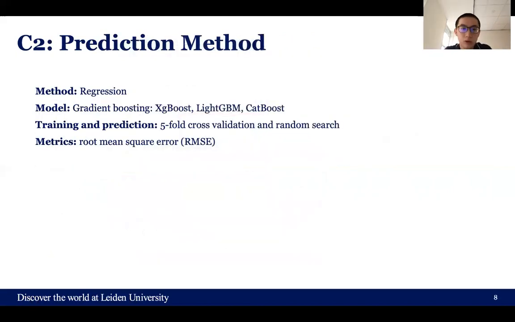Okay, let's move to the prediction method. We regard this problem as a regression problem, and the output of the regression is when a change point would occur. In this paper, we used gradient boosting models. They are XGBoost, LightGBM, and CatBoost. In the training and prediction process, we use 5-fold cross-validation to avoid overfitting and random search to get a better prediction result. We use root mean square error as our metric.